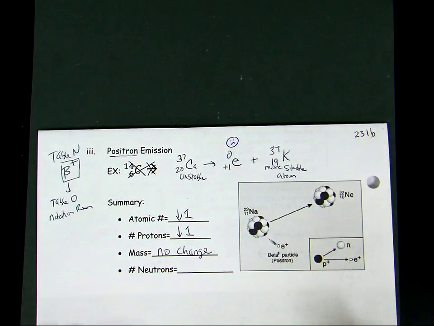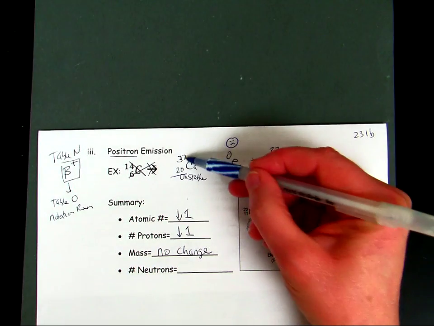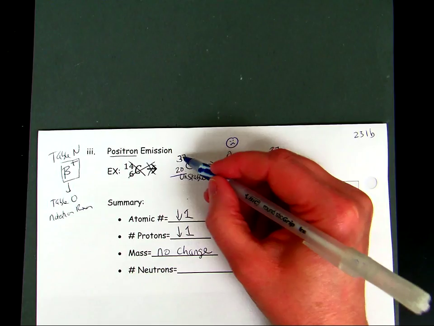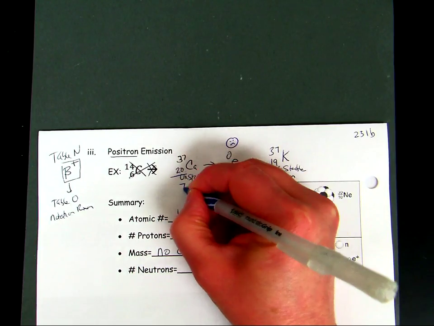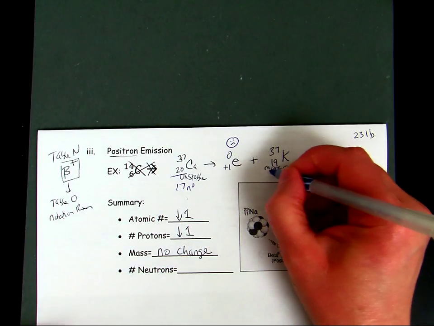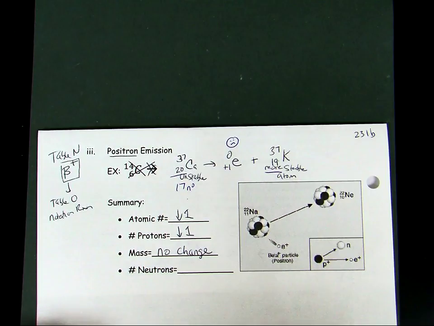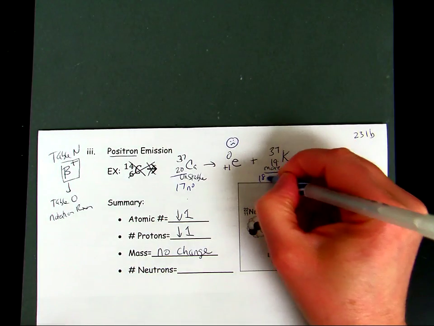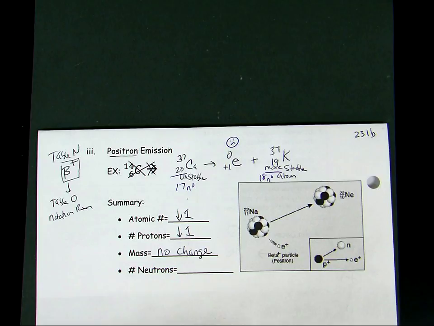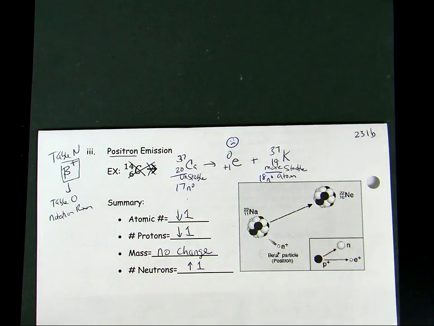Now we have to figure out what happens to neutrons. So let's just calculate. Mass minus protons will give us the number of neutrons. So 37 minus 20 gives us 17 neutrons in the calcium. And in the more stable, 37 minus the 19 will give us 18 neutrons. So in every positron emission, the neutron number will always increase by 1.